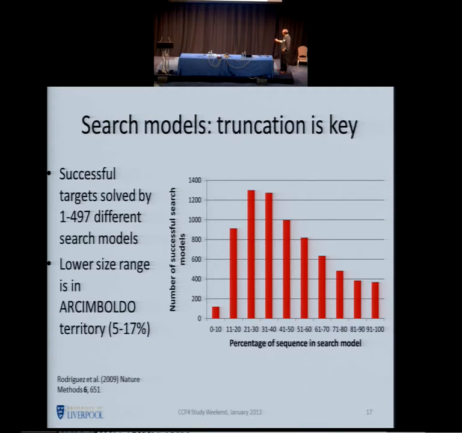There's an obvious comparison at the lower end here with Arcimboldo, which you'll all be familiar with, where they try and put idealized little elements of secondary structure or little motifs in and work their way up from there. That works in this territory of about 5 to 17%, and we're also successful in that territory there, but you can see that we cover the whole range, and some of our search models are much larger than that.